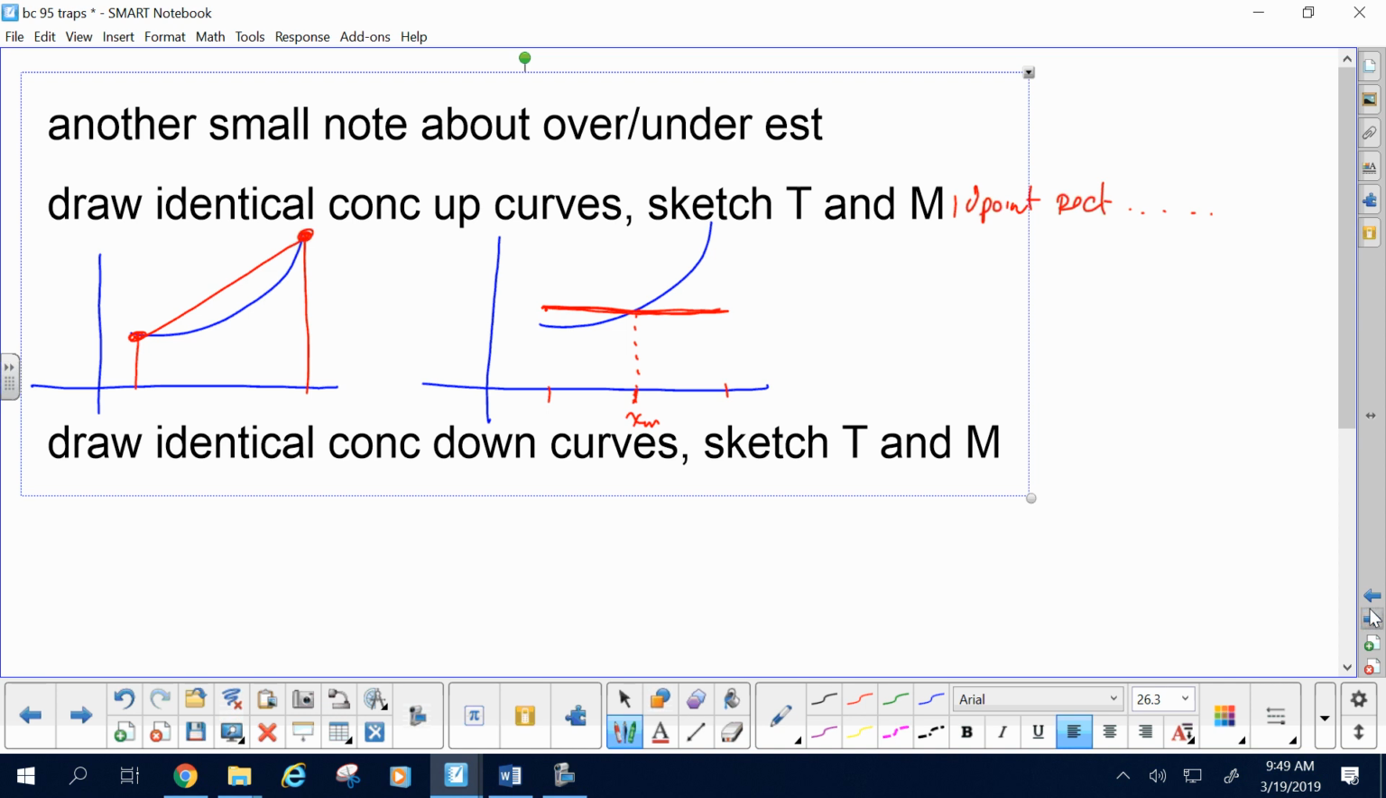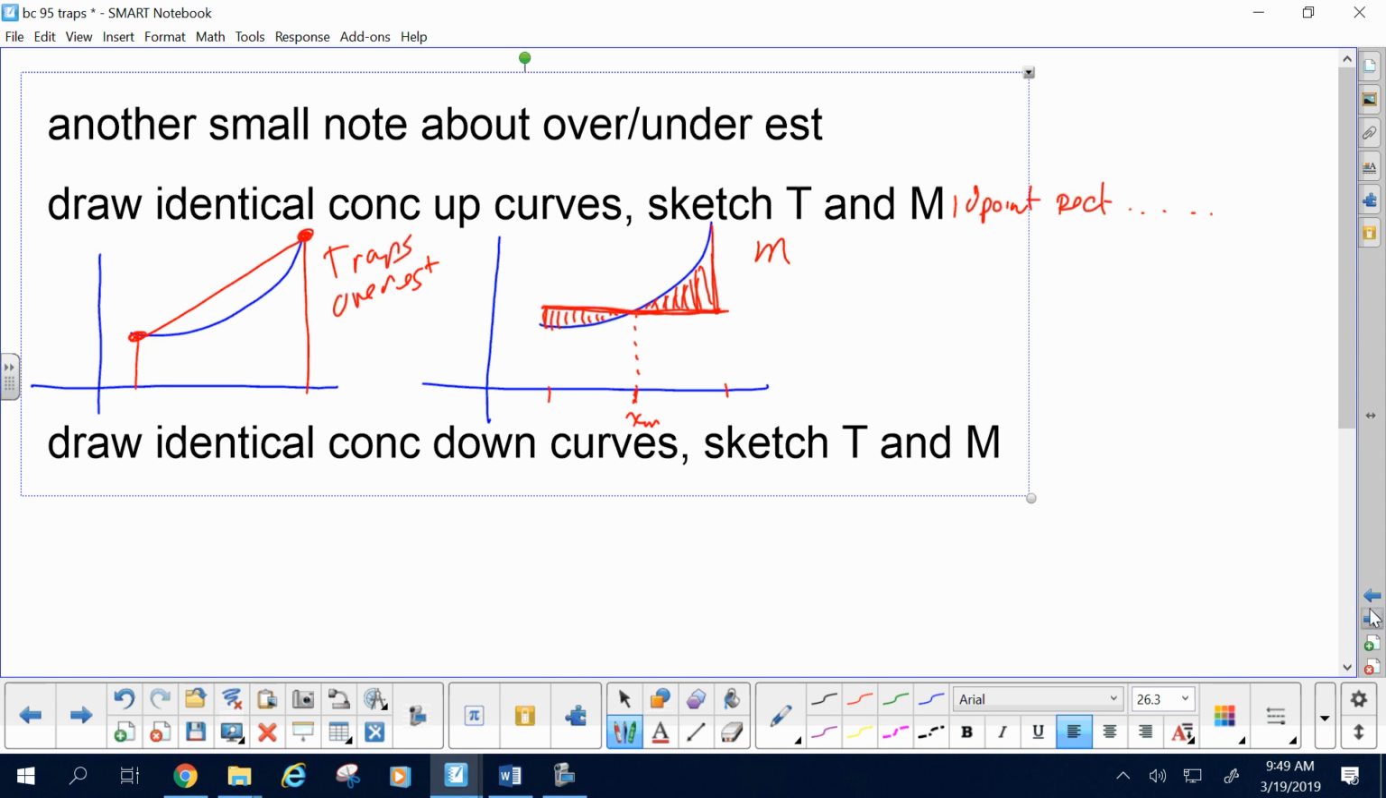Now, in terms of over or underestimate, you can see it's a little over on one side, but on this side it's a little under. You with me? All right, so trapezoids are an overestimate. Now, the net result, though, what do you think? Would the midpoint be a little more or a little less than the true value?